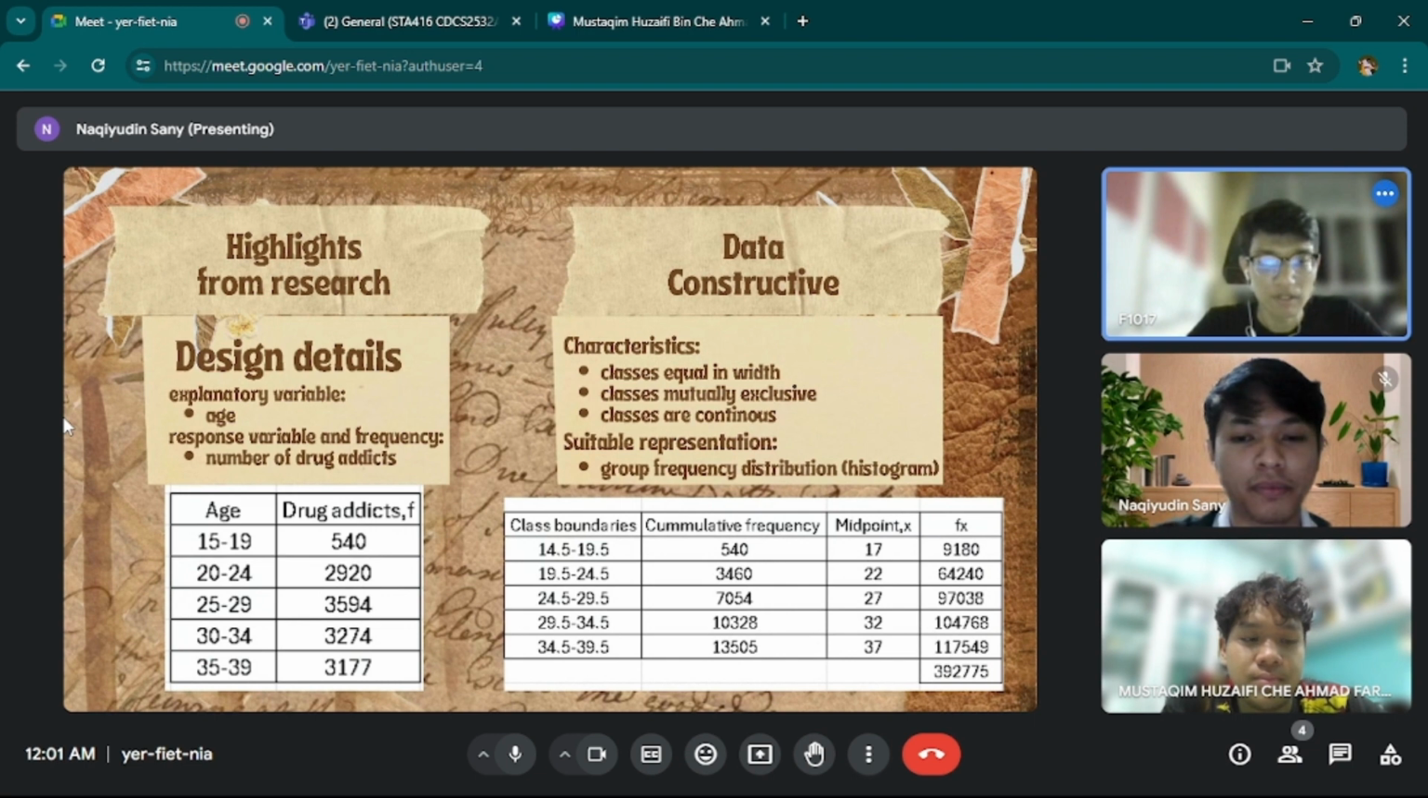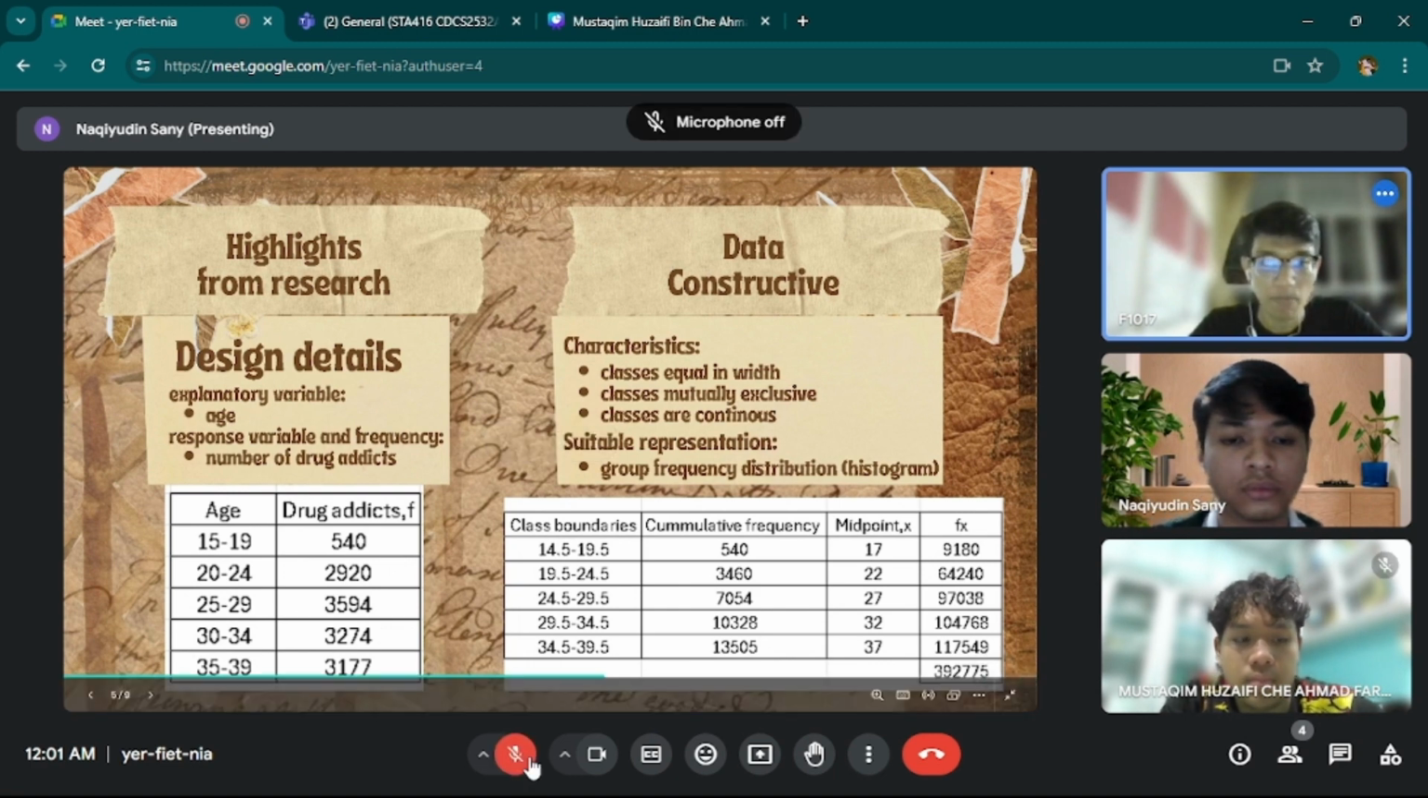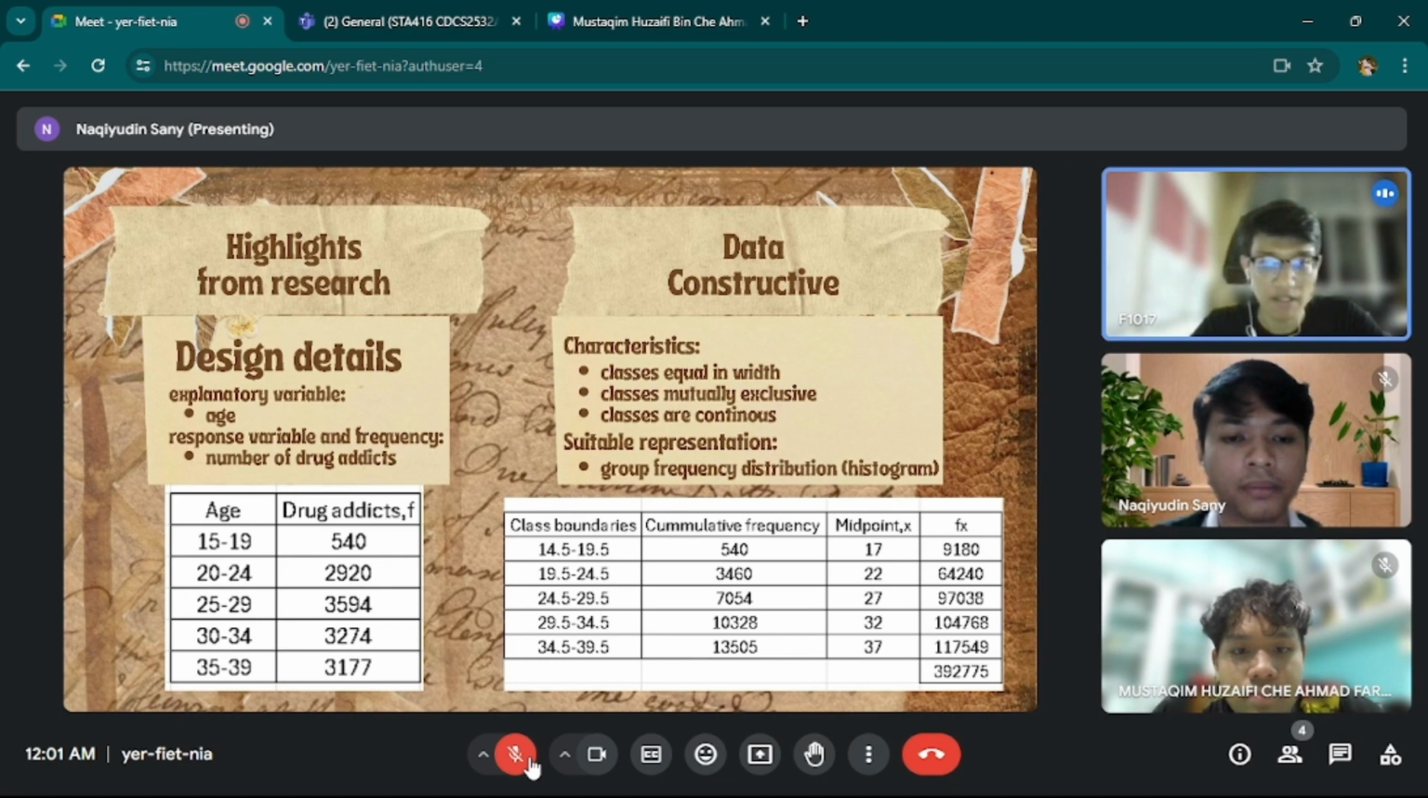For this session, I will explain a little bit about our data set. First are the highlights from the research design details. There are two variables: the explanatory variable, which is age, and the response variable, frequency, which is the number of drug addicts. From the table, we have 5 categories of age, grouped according to age, and the numbers of drug addicts according to their age.